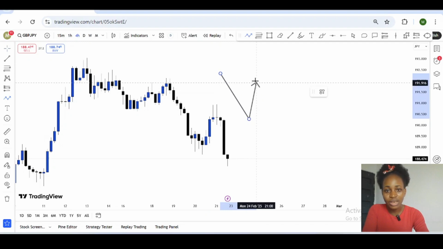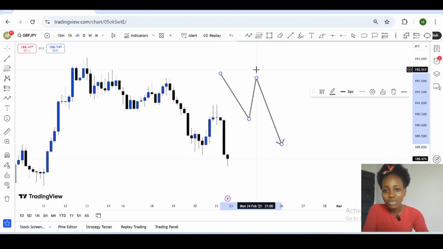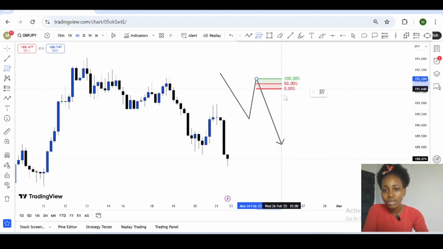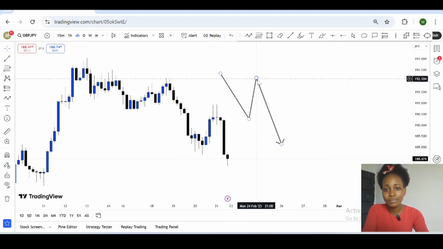This particular one here is the pullback. This pullback is when you start looking for entry, but the main swing you are paying attention to is this swing here. This particular swing is the one you are more interested in to place your fib and drag it to the downside, to see where price will likely want to respect, as we are having a pullback.